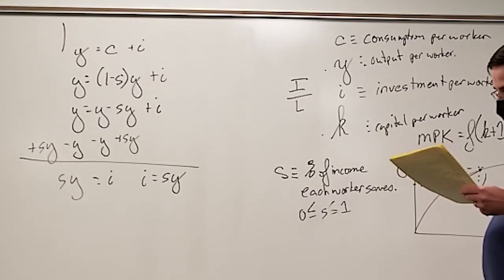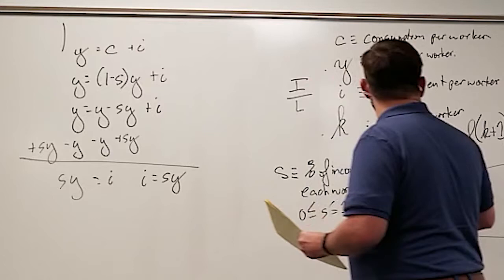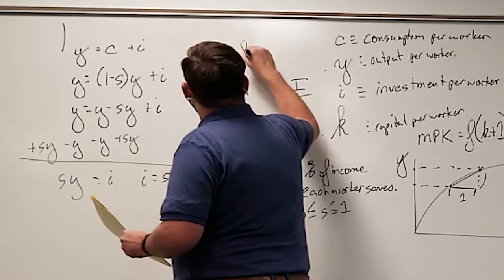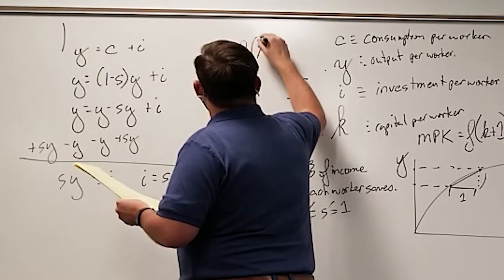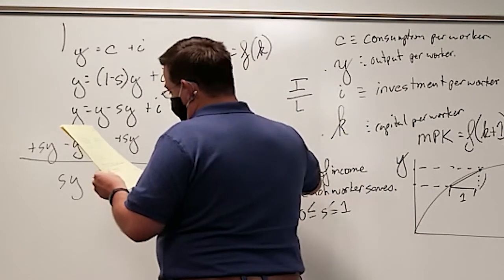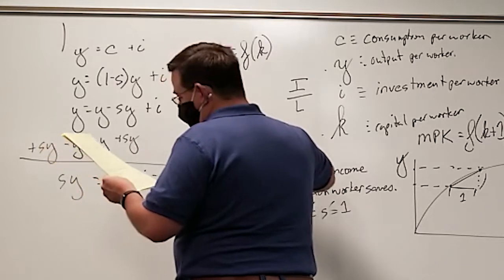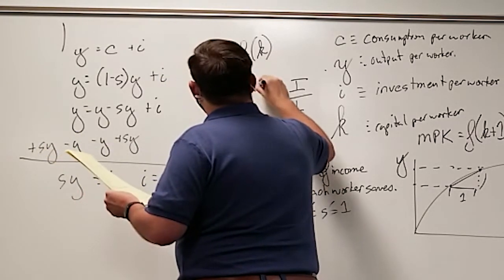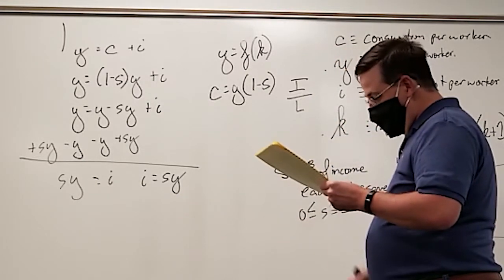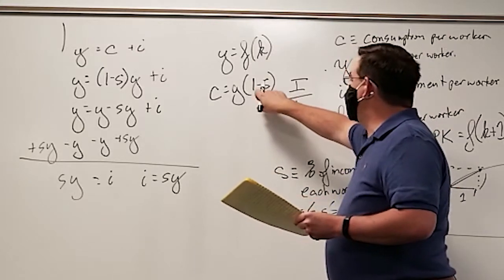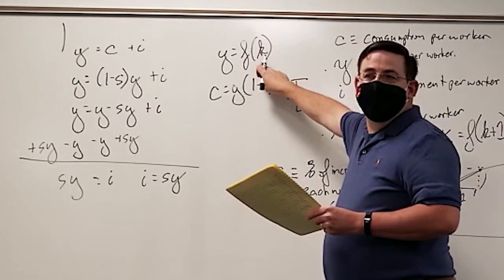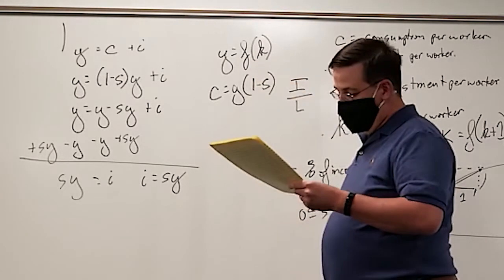Okay, so we have our production function, which is simply Y equals F of K. We have our consumption function. What we consume is Y times 1 minus S. And the idea here is, what do we do with our savings when we save something? Well, we buy capital with it. All the money goes to investment that buys capital.